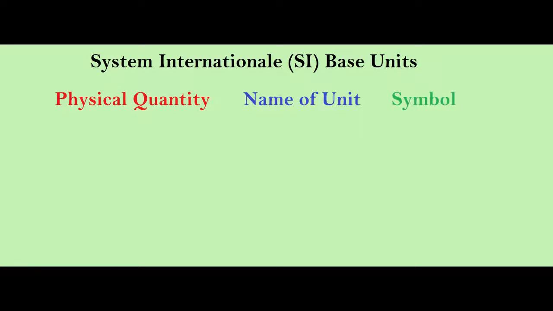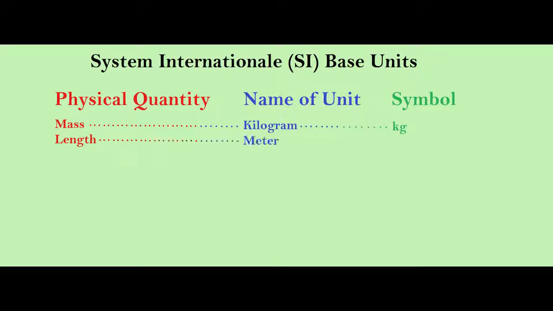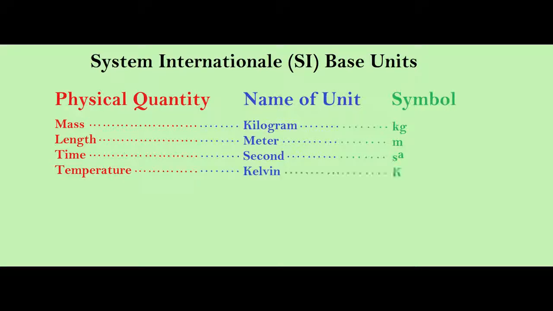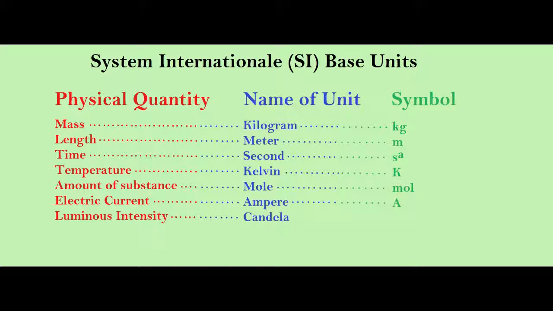So now let's talk about the base units that you will frequently find in the metric system. For mass, we use kilogram. So we would use the symbol kg. For length, we'd use meter. That's lowercase m. For time, we'd use seconds. That's s. For temperature, we'd use kelvins, capital K. For amount of a substance, we would use moles, M-O-L. For electric current, amperes, capital A, and luminous intensity, candelas, that's CD.